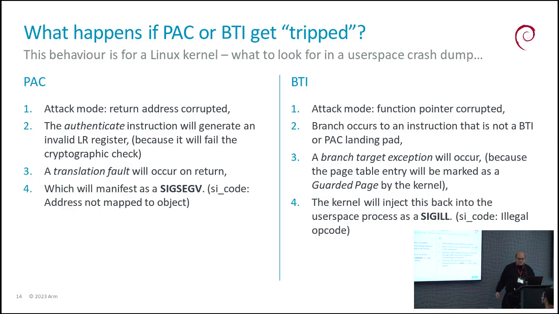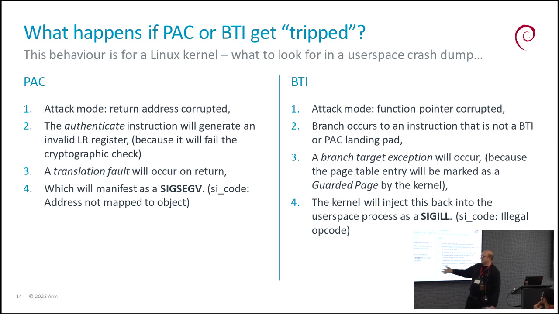So PAC and BTI, their security features, they could be tripped. Security features get caught if something goes wrong. I've written on this slide an attack mode from each side, but an attack mode could be malice or more likely incompetence. It's probably incompetence somewhere in source code doing something it shouldn't. So I'll go through PAC.